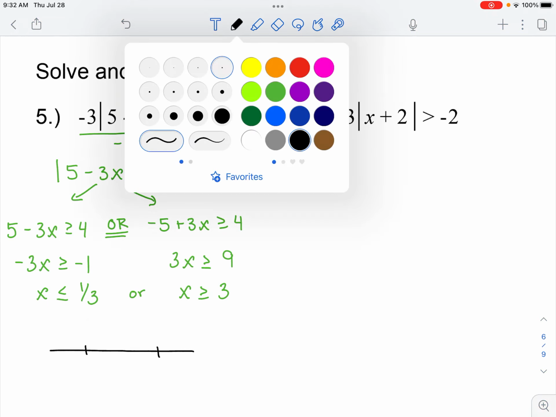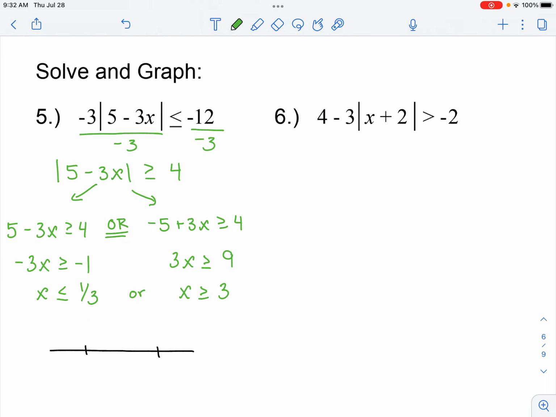Again, I just need to plot the 2 numbers of interest. The smaller number needs to go on the left, that's the 1/3. The bigger number needs to go on the right, that's the 3. These are closed circles because there are equal to's.